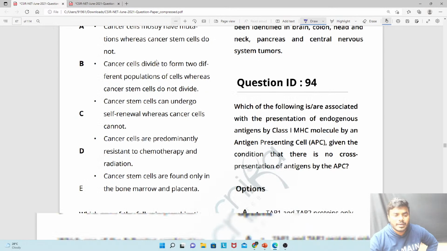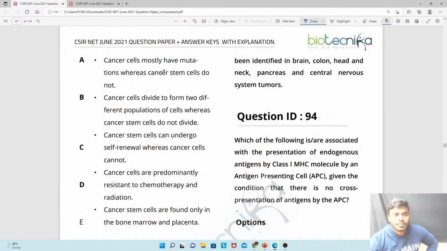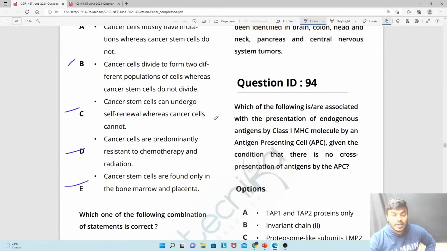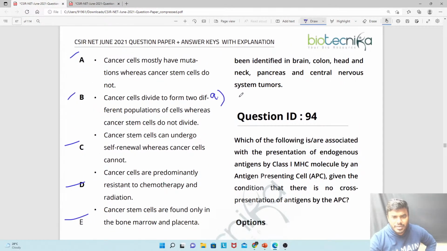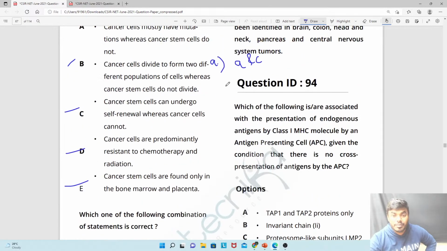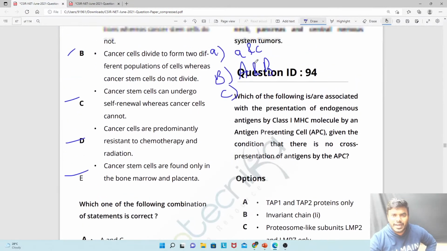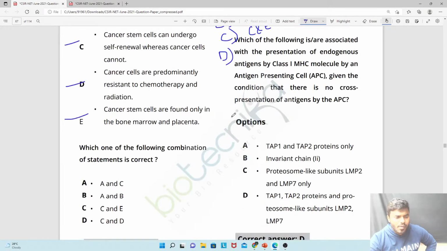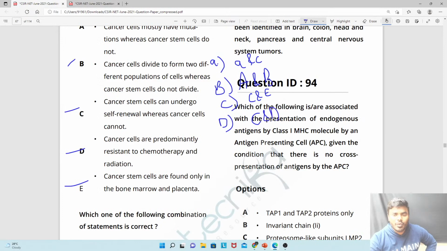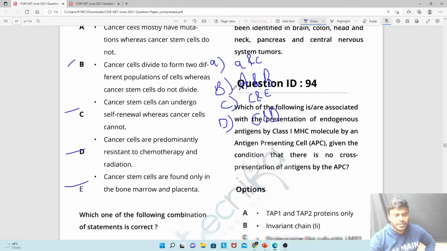Everyone go through the options A, B, C, D, E. Give me one moment, I'll write the options so that there won't be any confusion. A and C, A and B, C and E, C and D. And I want you to tell me the correct statements. That's all. Now go to the question.